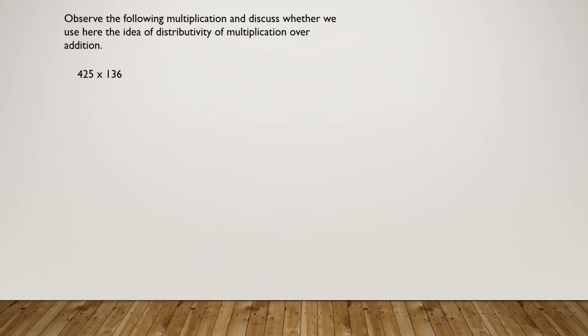Now, multiplication and the idea of distributivity. See children, if you are given 425 into 136, you usually multiply it this way, isn't it? So let us multiply it the same way. First we will be multiplying with 6. When we multiply by 6, we get 2550. That is 425 into 6. 6 is in the ones place, so we are multiplying 425 by 6 ones.